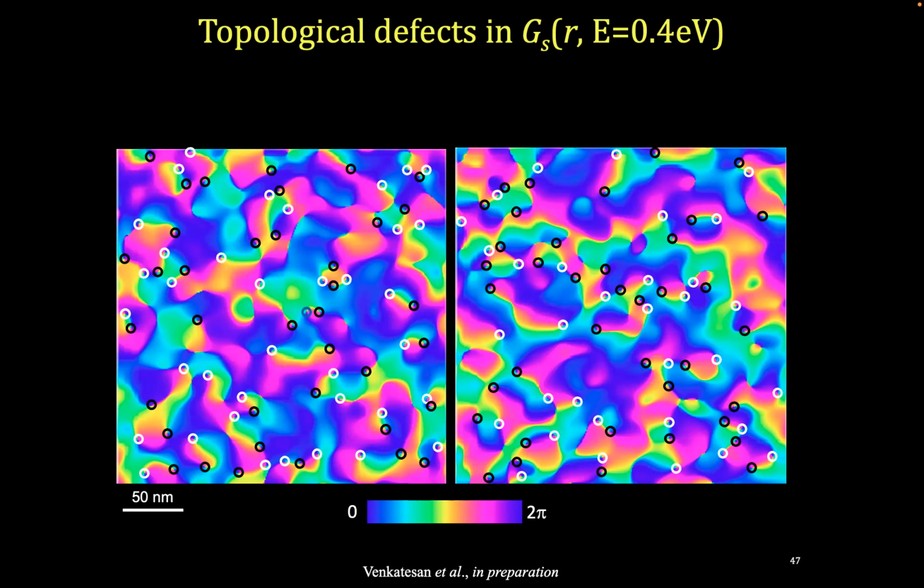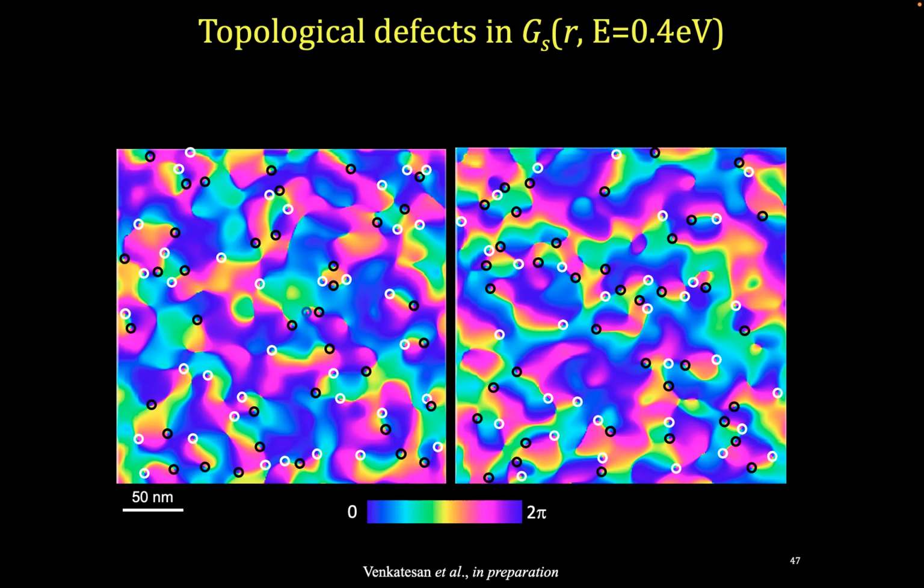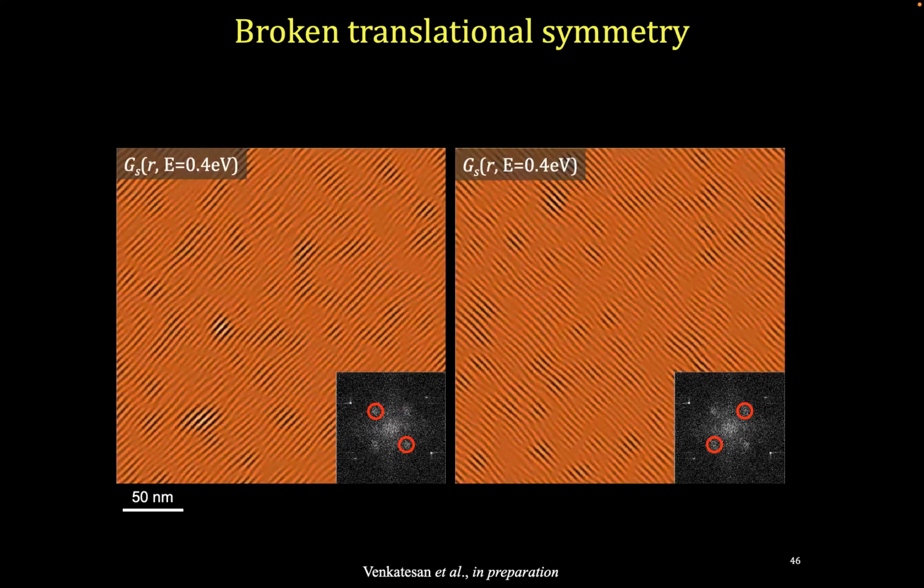So do these defects correspond to the merging of two stripes? Yeah, in real space, for example, here you can see there is a Y here. Oh, yeah. I see.